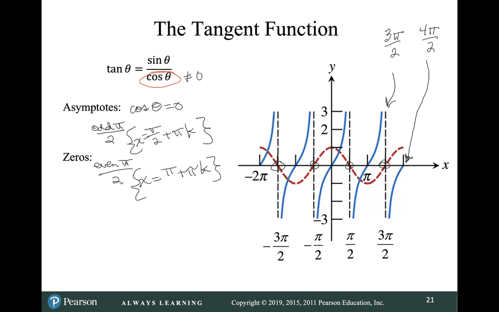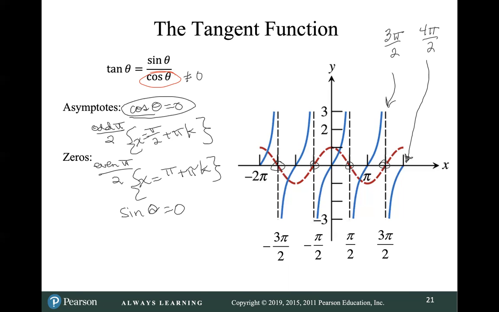So multiples of pi are zeros. Multiples of pi over 2 that are still fractions are asymptotes. We can also think of it as asymptotes when cosine of theta is 0 and zeros when sine of theta is 0. Right? So these are properties of tangent that hopefully you've seen before. That's why I'm going through them pretty quickly.